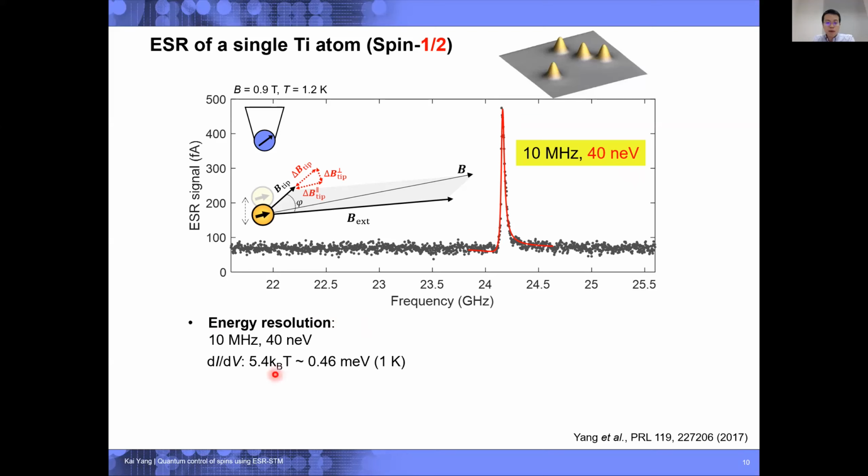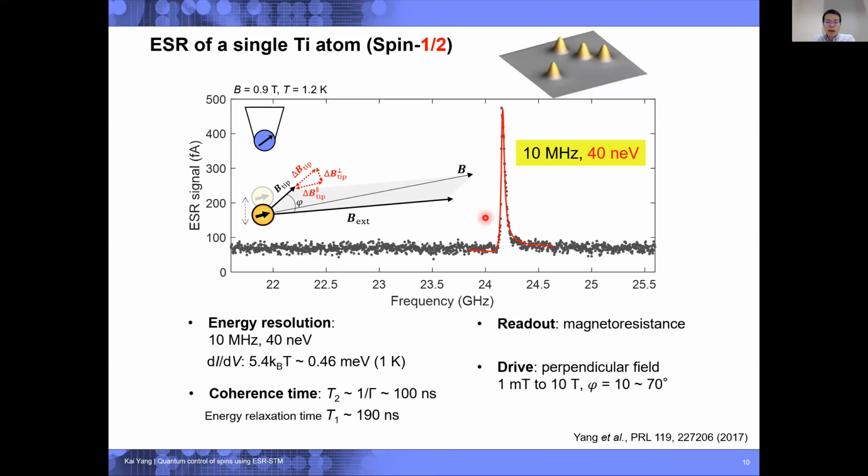This also basically determines the energy resolution of our ESR-STM. This energy resolution is about 1,000 times better than the conventional dI/dV spectroscopy that is commonly used in STM, which is somewhat limited. From the line width of the peak, we can also estimate the quantum coherence time T2 of the titanium spin, which is about 100 nanoseconds. We can also learn about the energy relaxation time T1 by a separate pump-probe measurement, and the T1 time is about 190 nanoseconds.